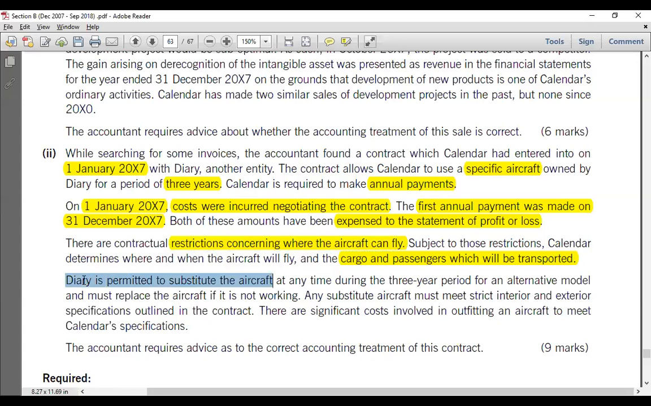Diary is permitted to substitute the aircraft. That's again an issue. Ideally, the lessor should not be able to substitute the asset at any time during the 3-year period for an alternative model and must replace the aircraft if it's not working. Any substitute aircraft must meet strict interior and exterior specifications outlined in the contract. There are significant costs involved in outfitting an aircraft to meet the Calendar specifications. So we can say that Diary has the right to replace, but because of these strict specifications and the significant cost involved, Diary would not replace the aircraft. So it legally has the right, but in substance, it will never exercise its right. Based on this, we can say that this contract is a lease contract.